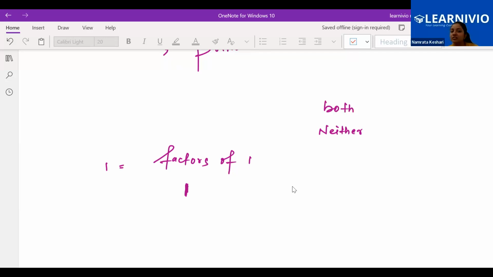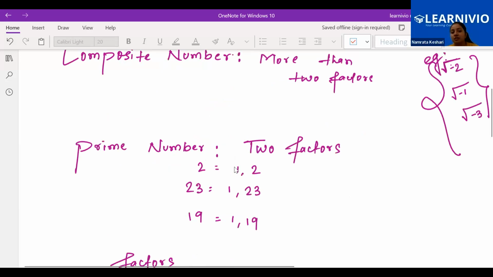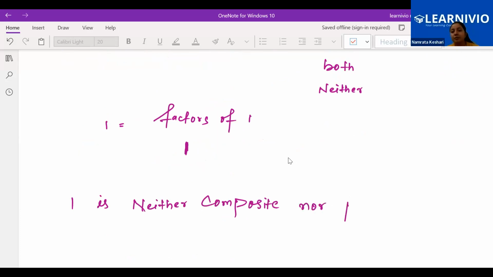Since it is not fulfilling the criteria of a composite number and it is not fulfilling the criteria of a prime number as well, one is neither composite nor prime.